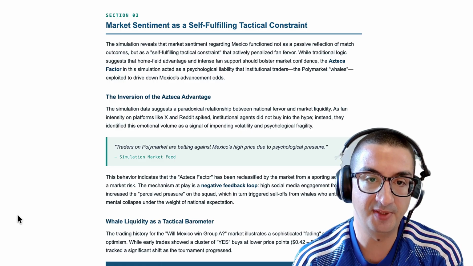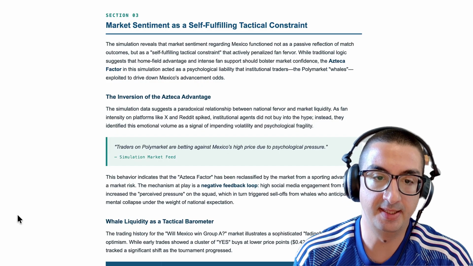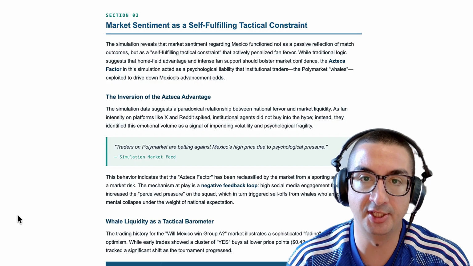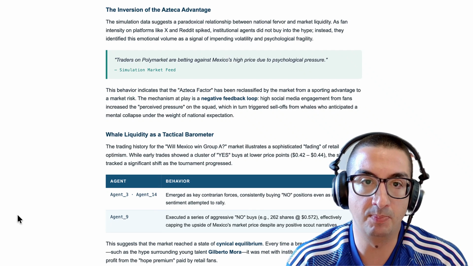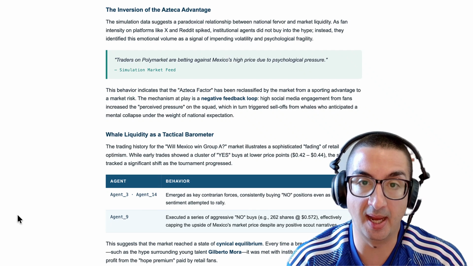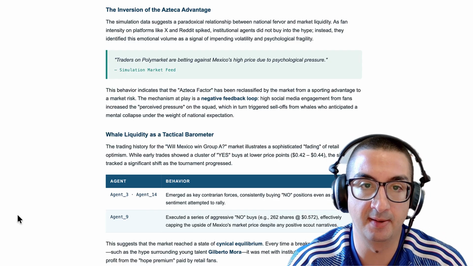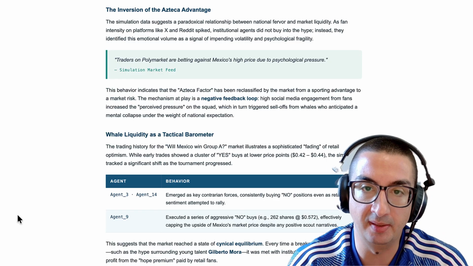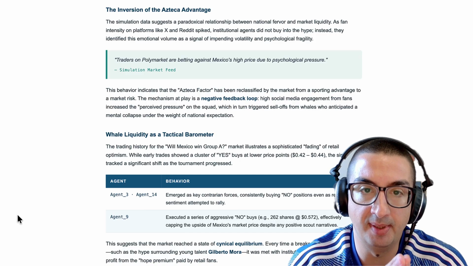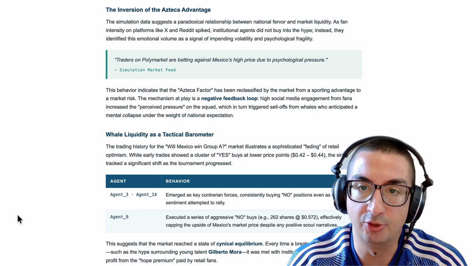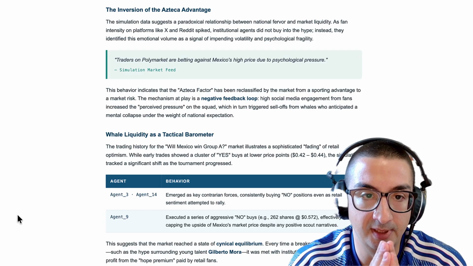The inversion of the Azteca advantage. The simulation data suggests a paradoxical relationship between national fervor and market liquidity. As fan intensity on platforms like X and Reddit spiked, institutional agents did not buy into the hype. Instead, they identified this emotional volume as a signal of impending volatility and psychological fragility. "Traders on Polymarket are betting against Mexico's high price due to psychological pressure," read a post in the simulation market feed.